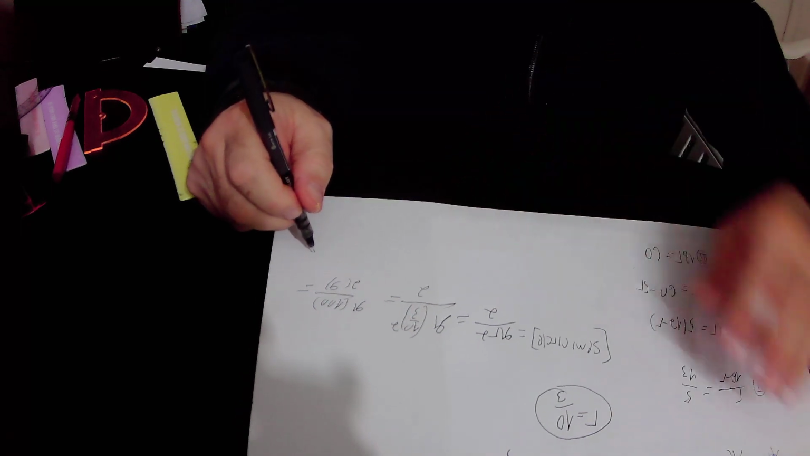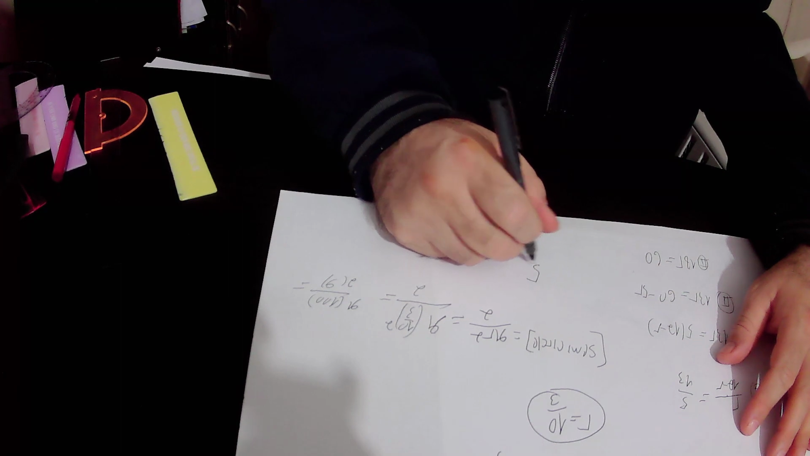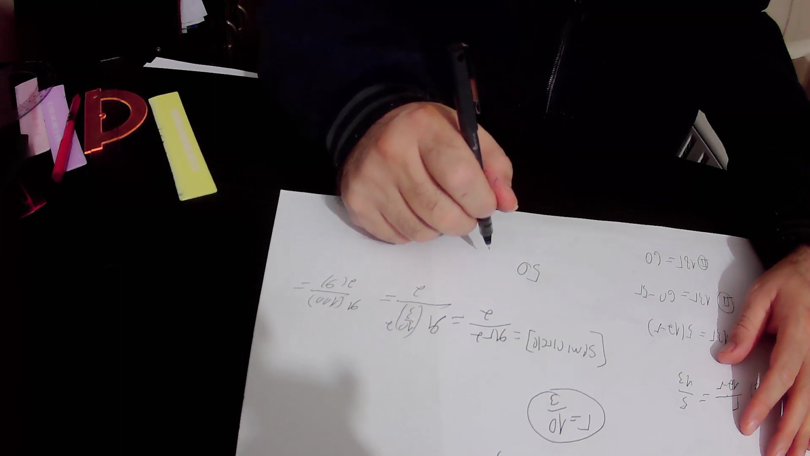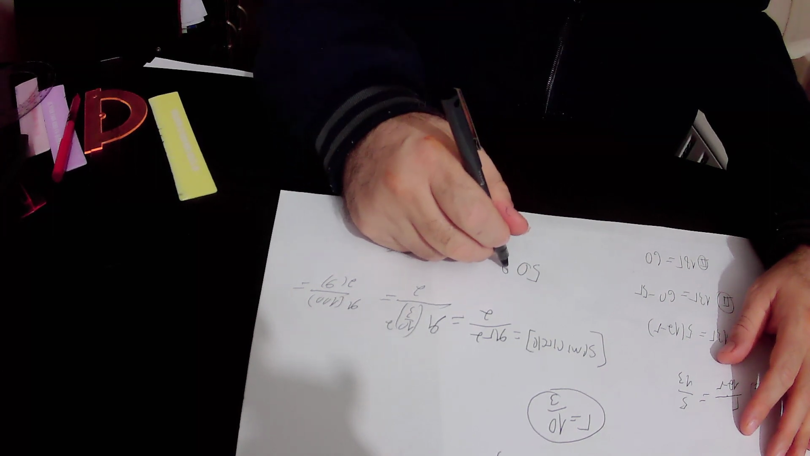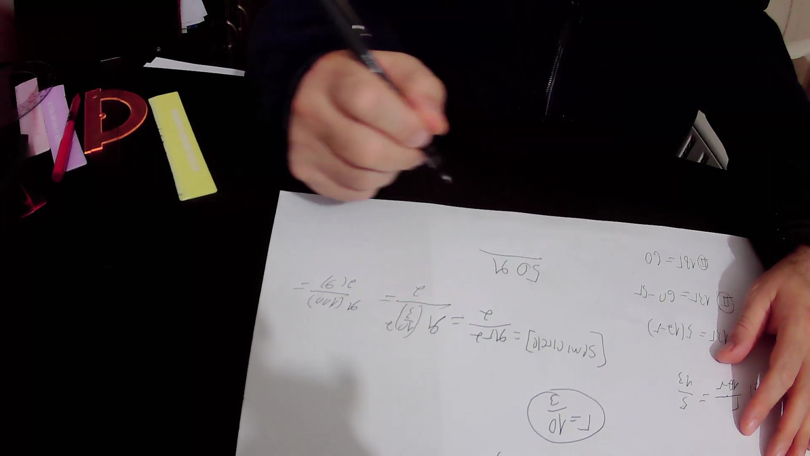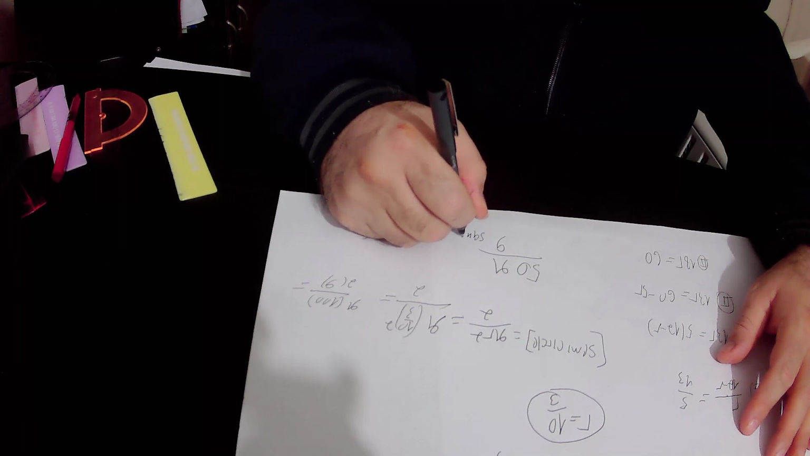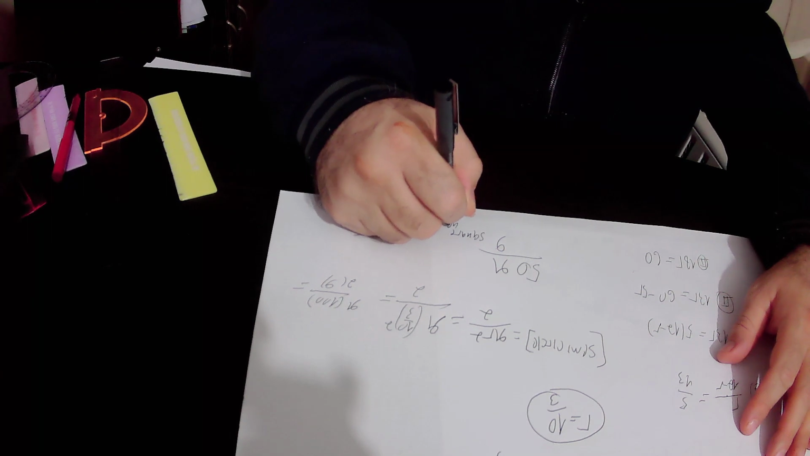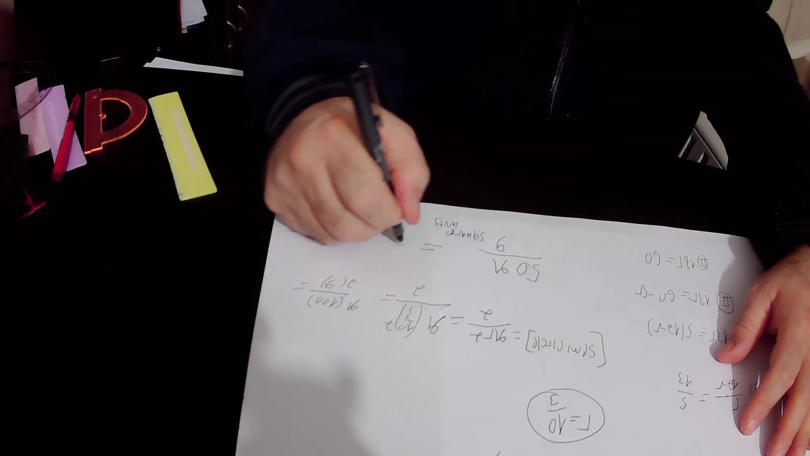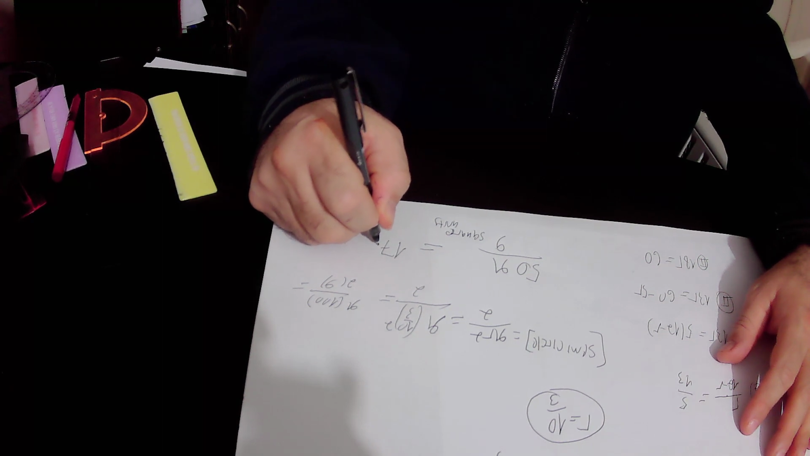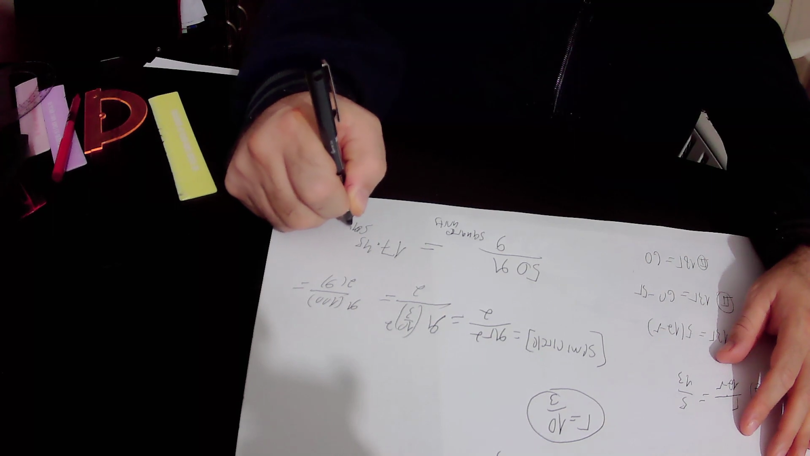Here 100 over 2 is 50. So in conclusion, we found out that the area of the semicircle equals 50 pi over 9 square units, or in terms of numbers, it equals 17.45 square units.